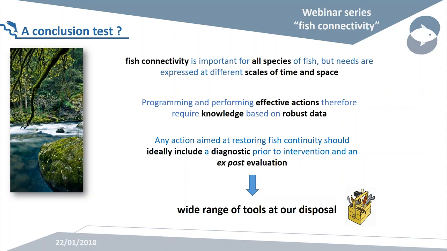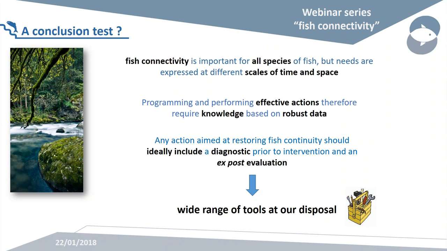During this presentation, we've seen why fish connectivity is important for all species of fish, and we also talked about how needs are expressed differently at different scales of time and space. It is really important to get robust data on your river and your fish if you want to program and perform effective actions. Actually, any action aimed at restoring fish continuity should ideally include a diagnostic prior to intervention and an ex post evaluation.